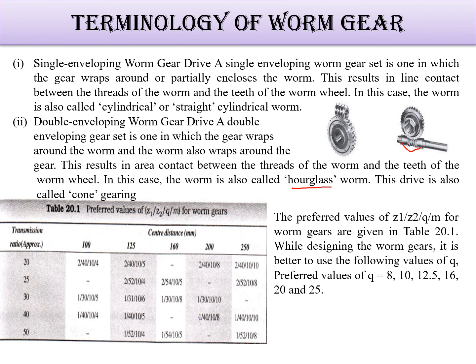The preferred values for z1, z2, q and m are given in this table. The transmission ratio is given approximately, then the center distance, and based on the center distance these are the combinations we use. The preferred values for q are 8, 10, 12.5, 16, 20 and 25, and for z1 it is 1, 2 and 4 starts. So this is how it is done. These are the terminology of worm gear.